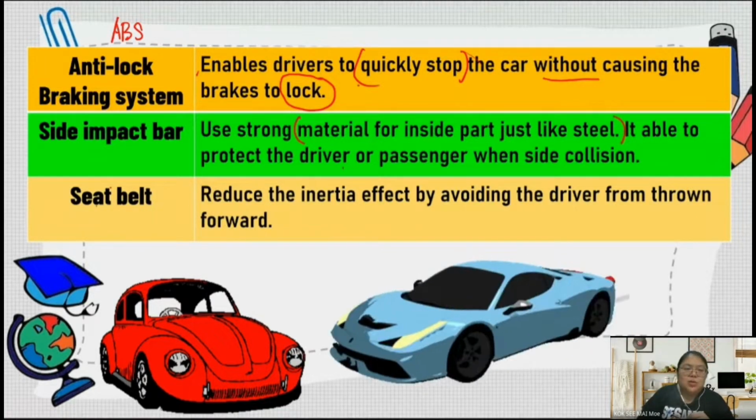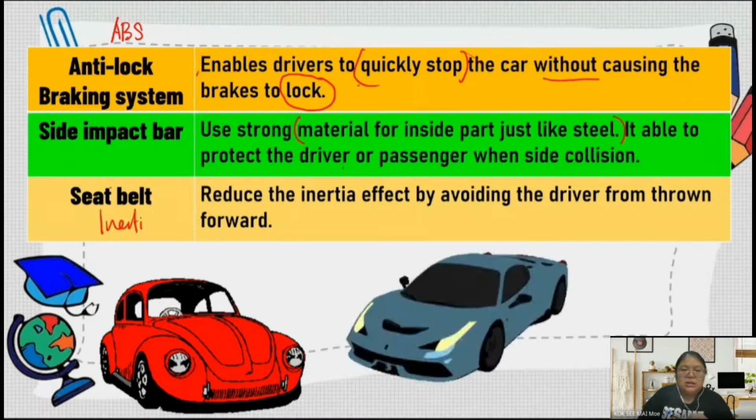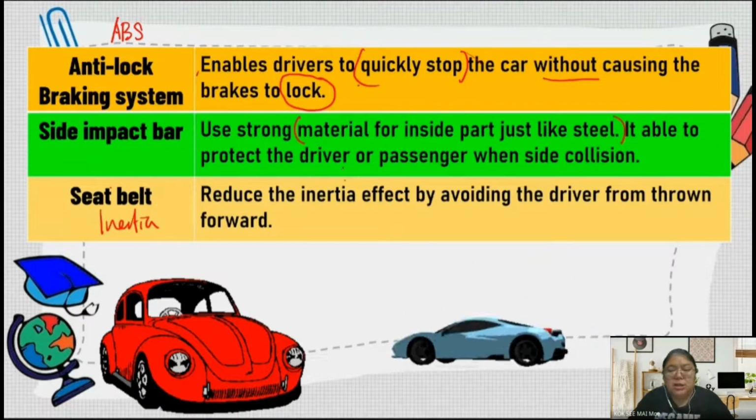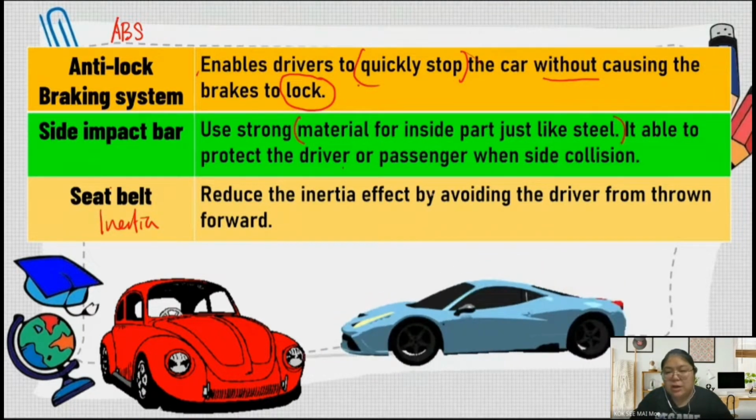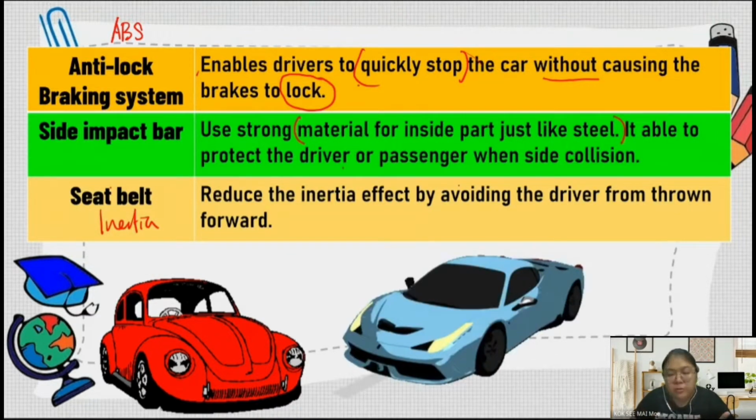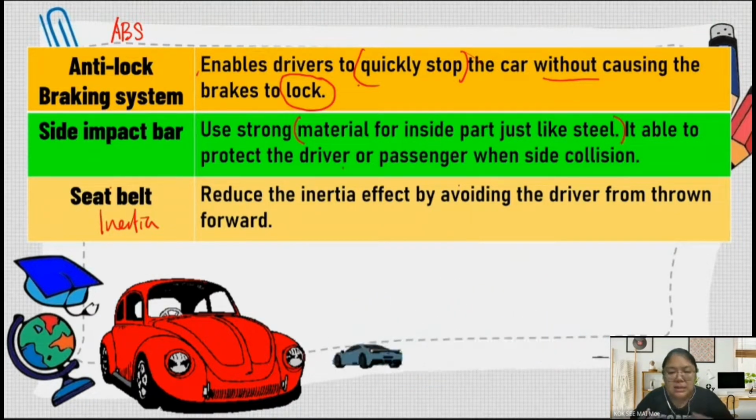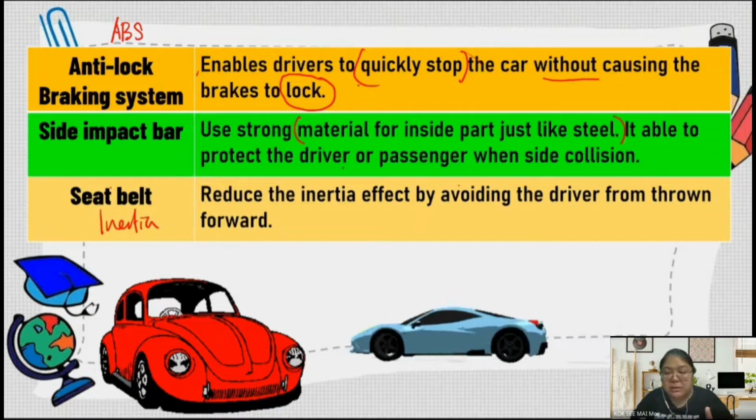And the last one is inertia. Seatbelt, we're talking about inertia. It reduces the inertia effect, avoiding the driver being thrown forward when the car suddenly stops, in an emergency stop.